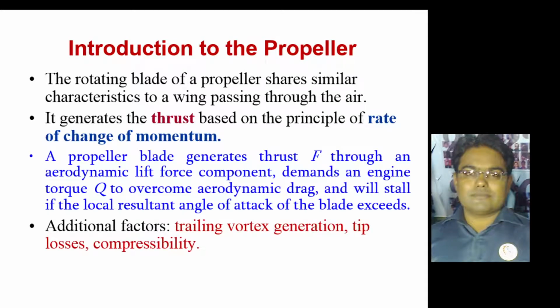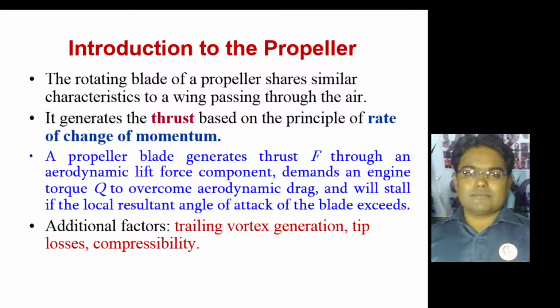So it generates thrust based on the principle of rate of change of momentum. Generally we can say a propeller blade generates thrust through an aerodynamic lift force component, and demands an engine torque to overcome the aerodynamic drag, particularly. So in order to counter the drag, it requires a torque, and torque is being generated with the help of the engine, and the blade will stall if the local resultant angle of attack of the blade exceeds the limit.